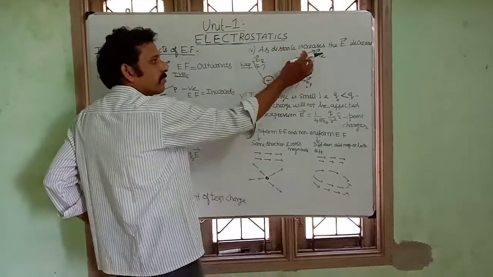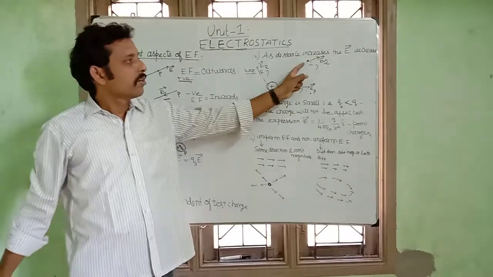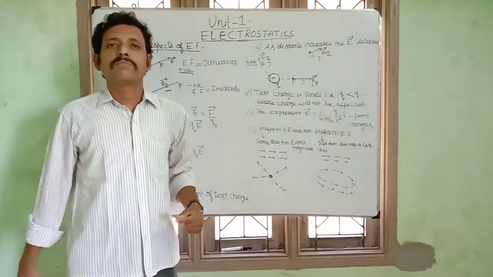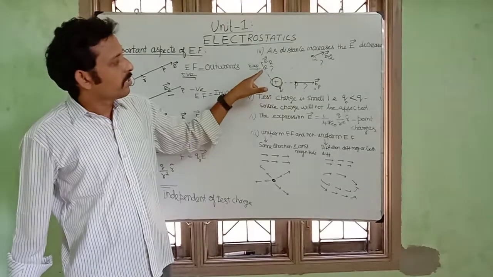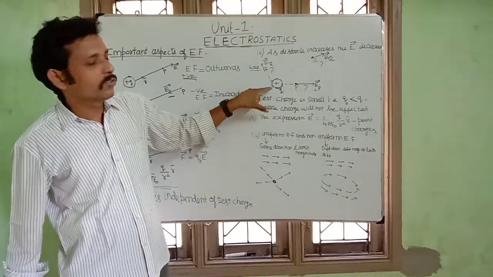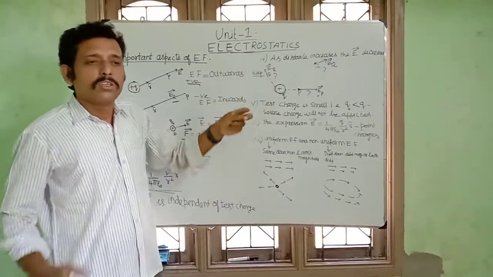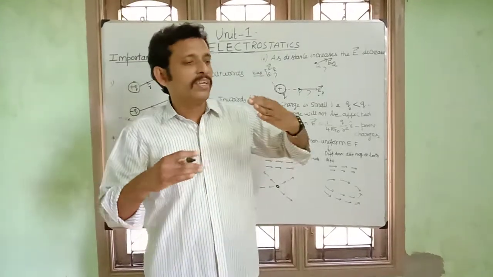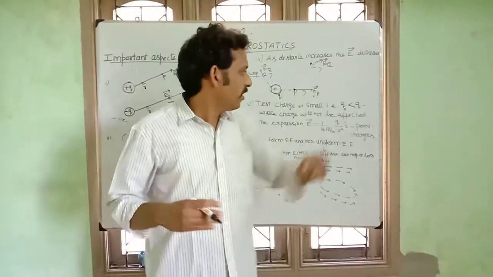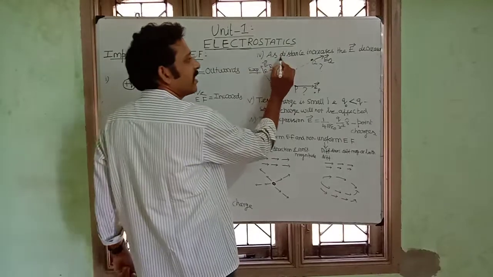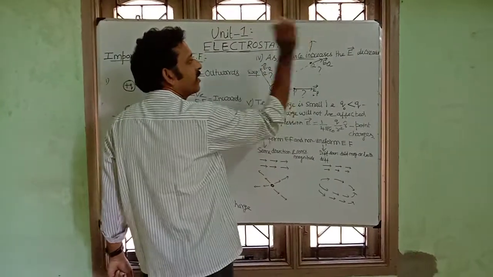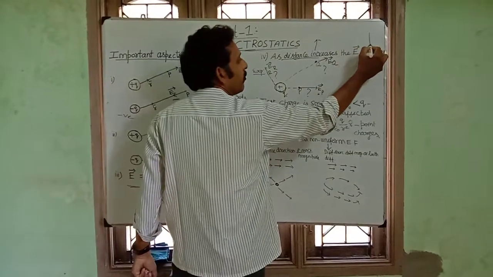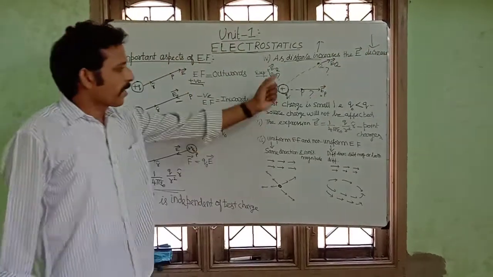See here, the point Q is far away. What about the magnitude of this electric field? Comparatively less. This other point is nearer, so it will be greater. So it is clear that as we increase the distance, the electric field decreases.